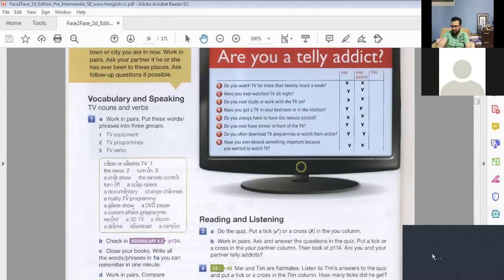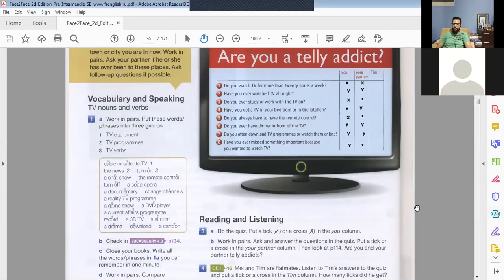So let's repeat it again. On the TV for a bit. I've got a better idea. Let's do this quiz. It's about telly addicts. Me? I don't watch TV very often. Yeah, right. OK, let's find out if you're a telly addict. Here's the first question. Do you watch TV for more than 20 hours a week?